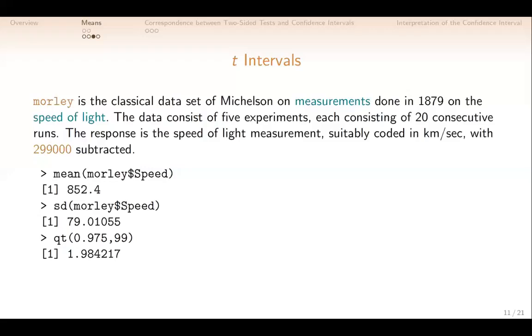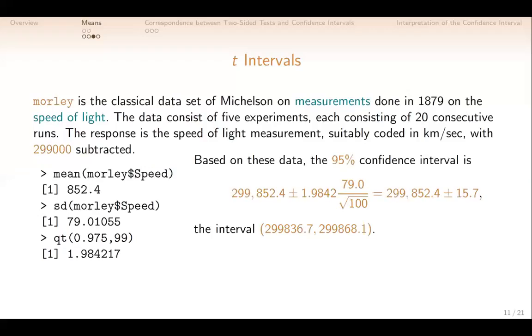And I wanted to do a t interval. Okay, there's 100 measurements, right? There are 5 experiments, each consisting of 22 consecutive runs. So the number of degrees of freedom is 100 minus 1, so that's 99. So the critical value for t is 1.98. So on these, the 95% confidence interval is 299,852, right? That's the mean, plus or minus 1.9842, the critical value for the t statistic.